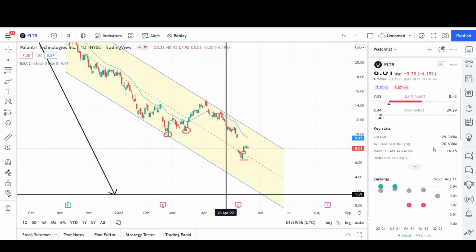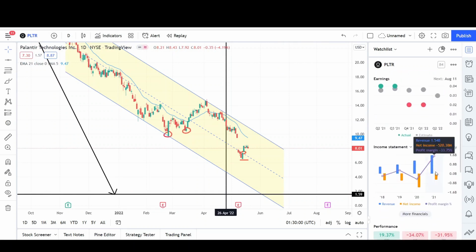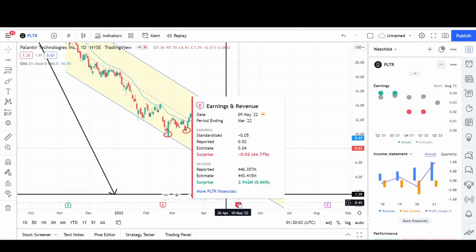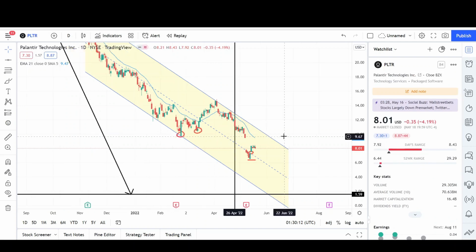Even then, Palantir is super overvalued. You can see the market cap is 16 billion, and they're only making 1.5 billion in revenue. Still losing a lot of money. Actually, I don't think they lost a lot of money last time. They did pretty good, or even broke even. It's still a decent company, but definitely overvalued in this market.